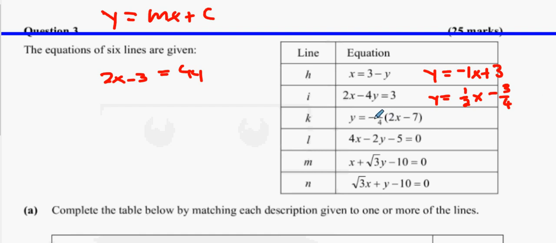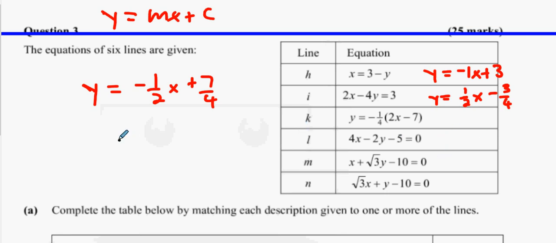The next one's interesting. I'm just going to multiply that out. Is that right with you guys? Just going to multiply it out. So what happens when I multiply in minus a quarter? What will I get? Minus a half x, yeah. And what's minus a quarter times minus 7? Yeah. Is that alright?